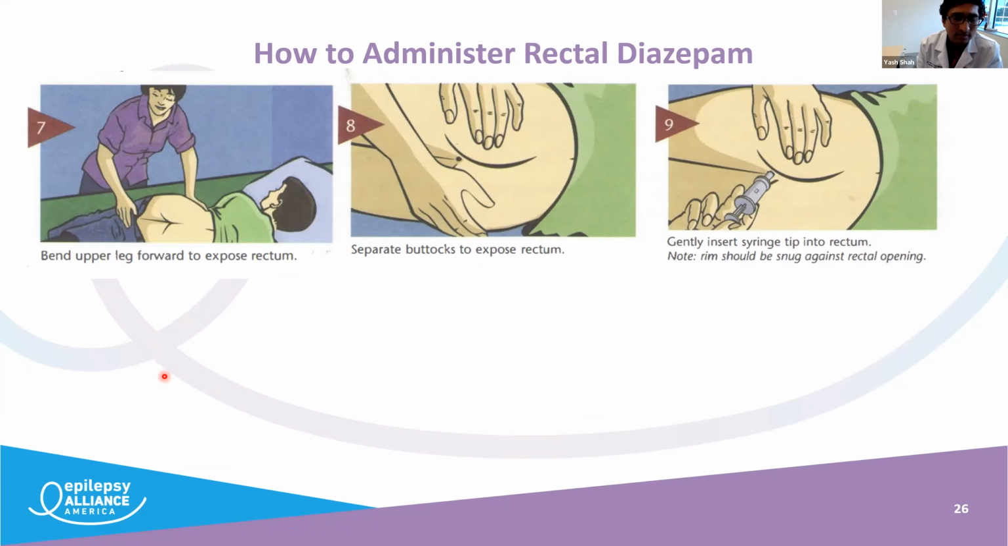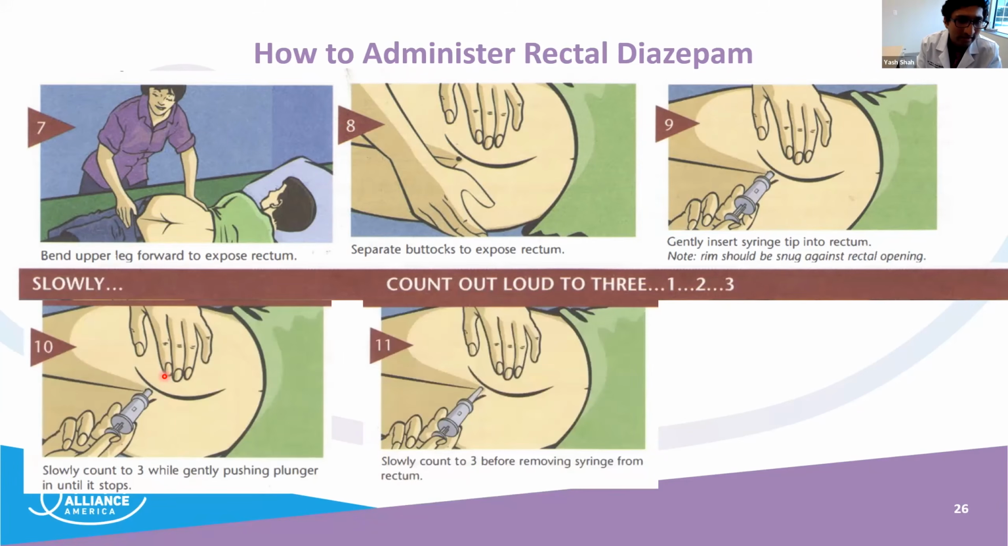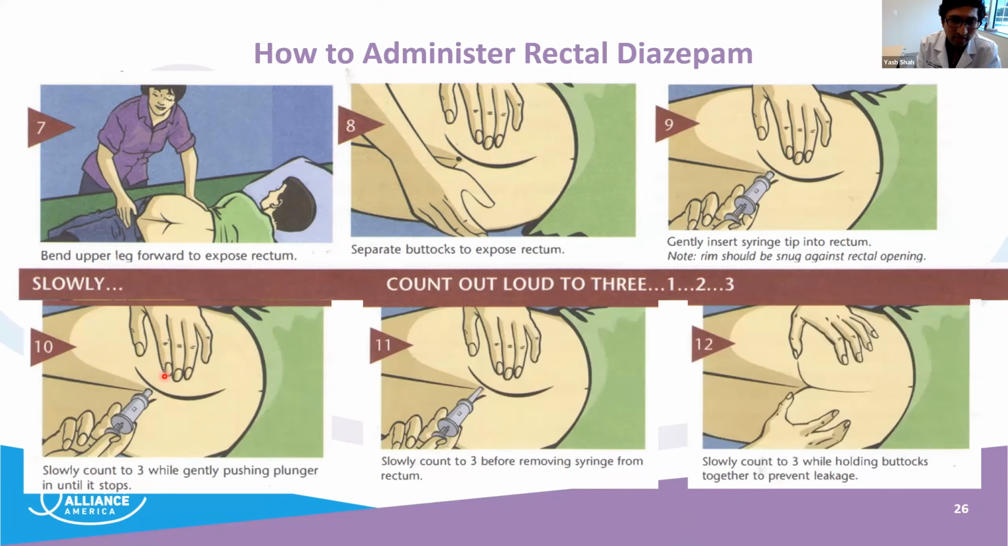Now I always like this rule of 3, where you always count up to 3. So when you inject, count 3, and then slowly count 3 before you remove the syringe, and then count 3 and hold the buttocks tightly together to prevent leakage.